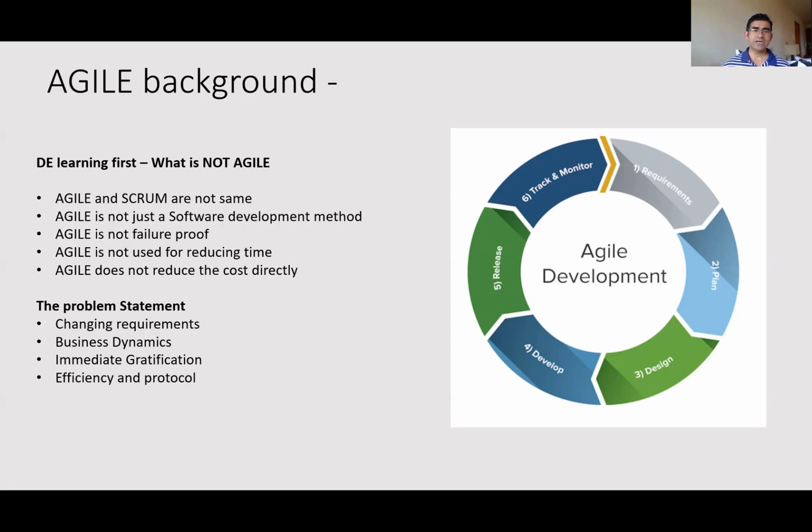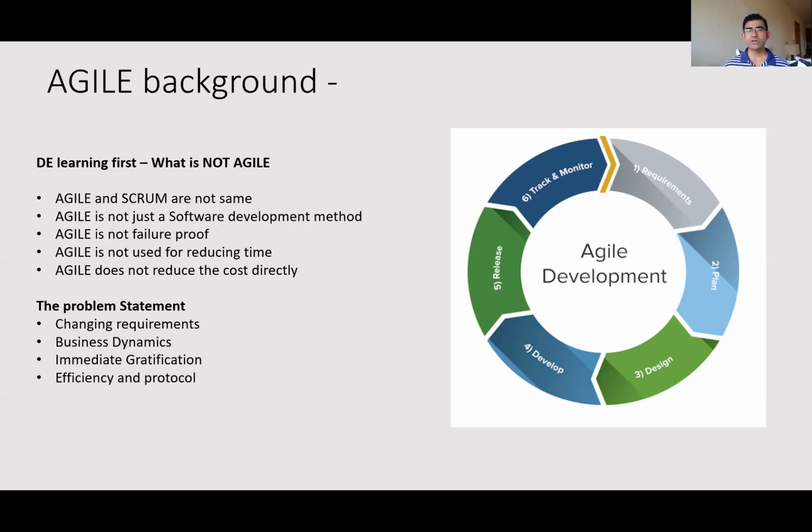Okay. So next, Agile is not just a software development method. It's actually a mindset of how you deliver things. So it's not only used in IT organizations. It could be used anywhere. I mean, even Toyota uses Agile, even some news agencies use Agile. So there are many places where Agile is used.